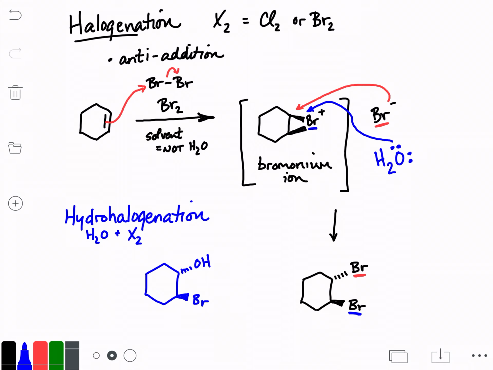So if I want to get the X2 addition product, I can't have water. If I do have water present, I'll get the hydrohalogenation product. Both of them are valuable reactions. We just have to consider that the bromonium ion intermediate is susceptible to nucleophilic attack from anything lying around. So the bromide ion or the water can both be reasonable nucleophiles here.